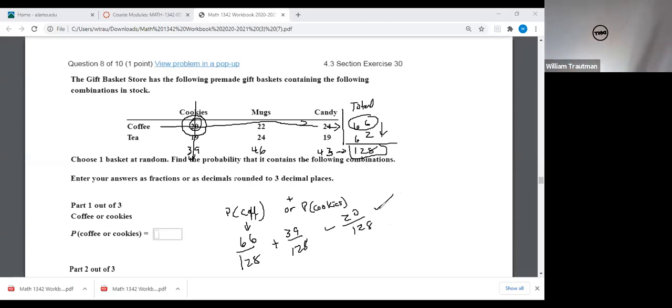And so now I'm going to put that all in my calculator. 66 over 128 plus 39 over 128 minus 20 over 128. And I'm going to try to get it into a fraction form. I did, and I have 85 over 128. It does not reduce.